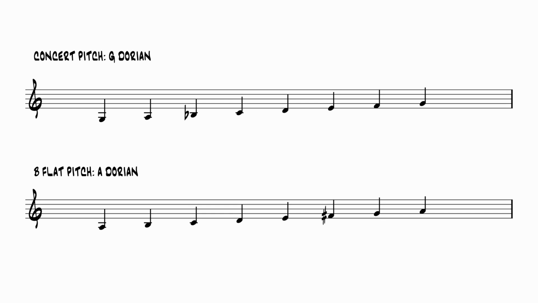The note that my ear wanted to change was the 6th note of the G Dorian scale, which is E natural. In B flat pitch, it's F sharp. In the 2nd scale, that note wants to be lowered to E flat or F natural. I'll improvise something simple to make that change obvious.